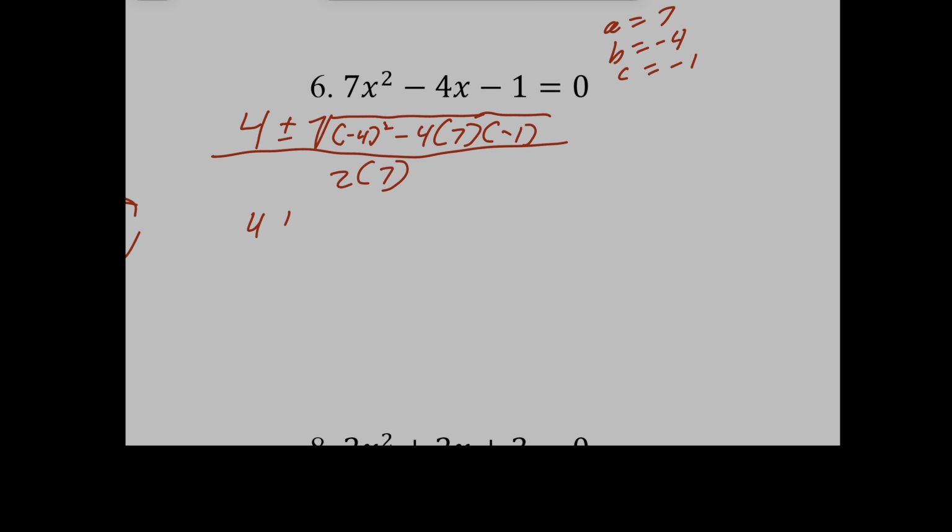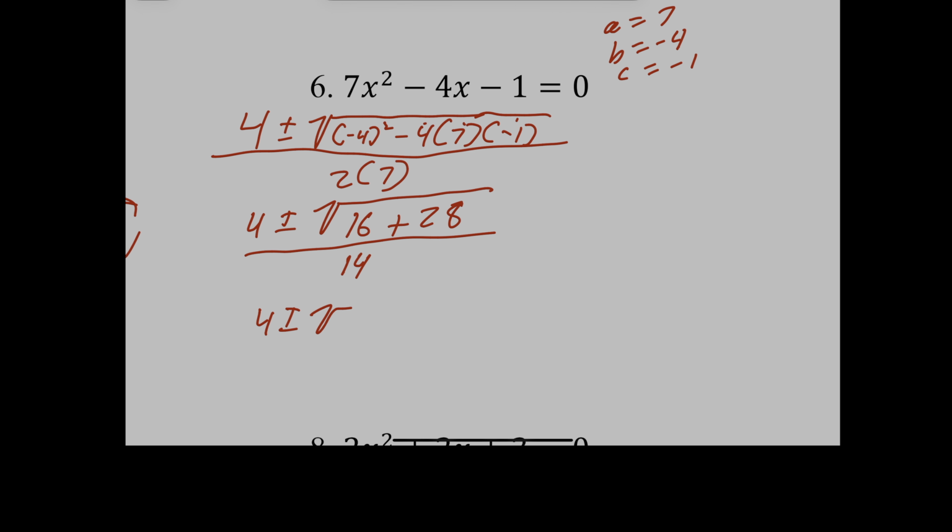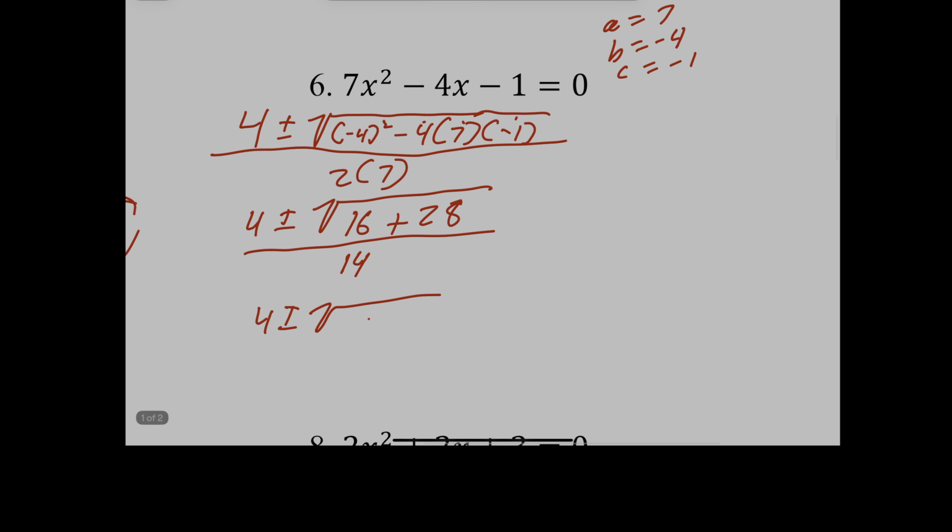Okay, and that's going to become 4 plus or minus the square root of... What is negative 4 squared? That's just 16. Negative times a positive times a negative gives me a plus 28. Okay, and then it's all over 14. Now, what's 16 plus 28? That looks a lot to me like 44 over 14.